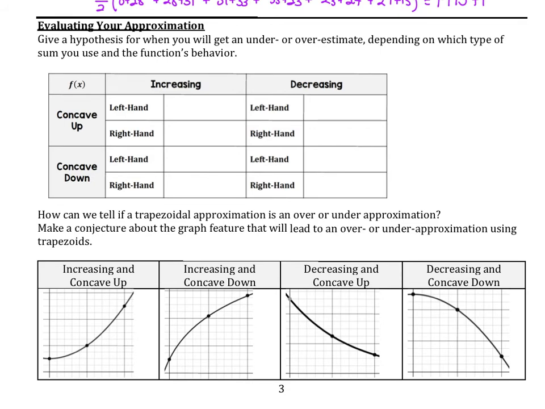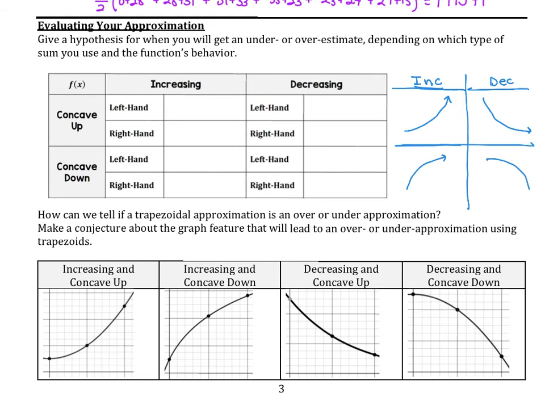Okay, hopefully I'm going to come over here. I'm going to make another table. So these are going to be my increasing and my decreasing. And concave up. If I have an increasing concave up graph, do you agree it might look something like that? And a decreasing concave up graph might look like this. And an increasing but concave down graph would look something like that. And a decreasing concave down graph might look like this.